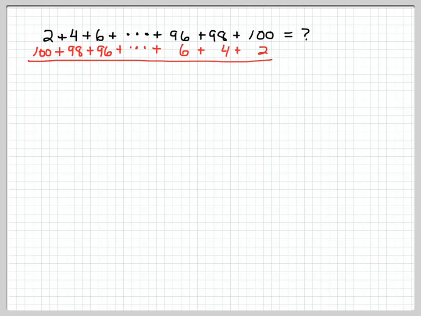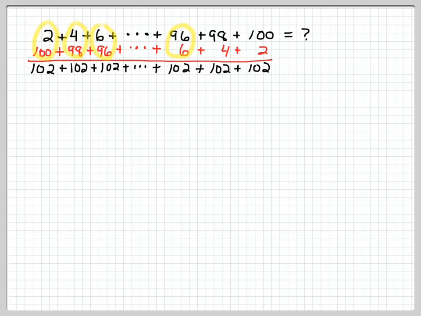So what he found was that when he added the first two, in this case it turns out to be 102, then when he added the second pair together, which is the second term and the second to last term, he also got the same number, and the third term and the third to last term also got the same number, and so on. And this worked all the way down the line as he added all these different values together.